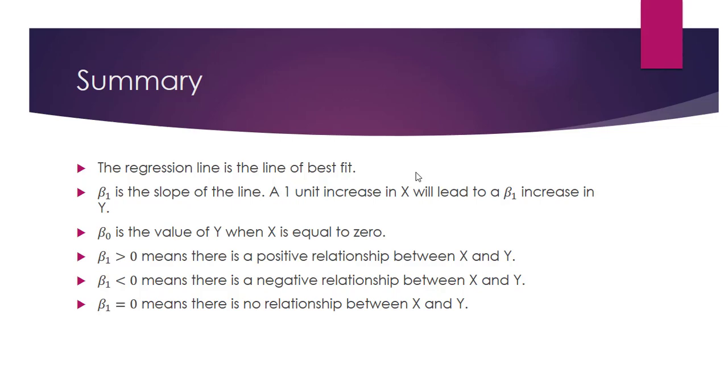If beta 1 is larger than 0, then there is a general positive relationship between x and y. That is, when x increases, y tends to also increase. If beta 1 is less than 0, then there is a general negative relationship between x and y. That is, when x increases, y tends to decrease. If beta 1 is equal to 0, then there is no relationship between x and y. If x changes in value, this has no effect on the value of y.